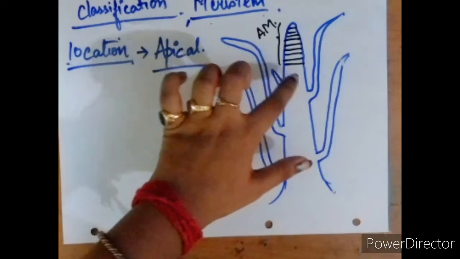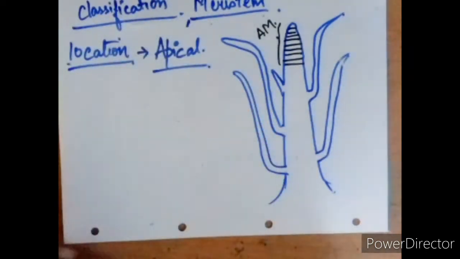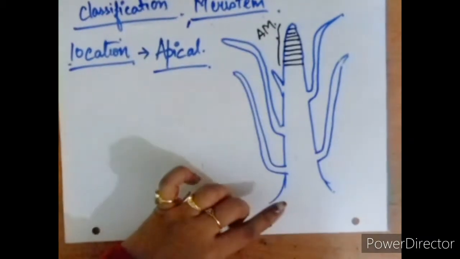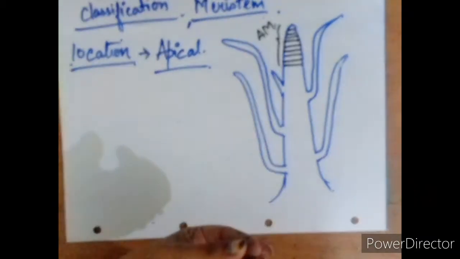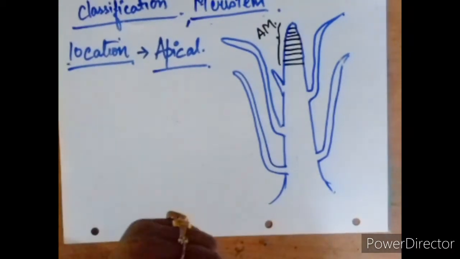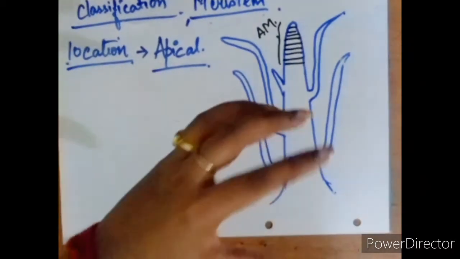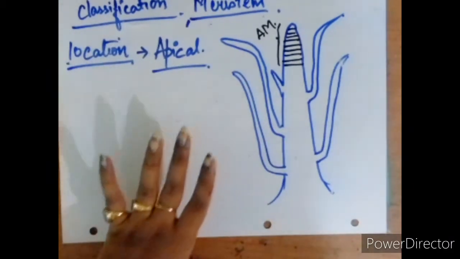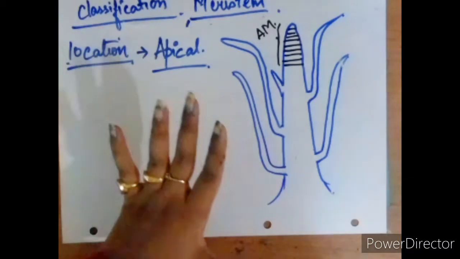So the first one is the apical meristem. It is found at the apices of the stem, as well as in the apices of the root, that means in the root apex. Clear? Shoot apex and root apex, which together constitute the primary body of the plant. Okay, and the next one we will talk about is the intercalary meristem.